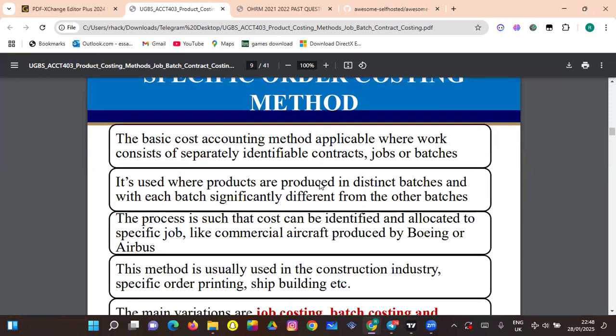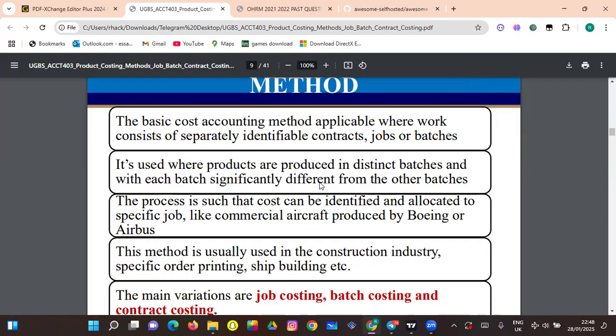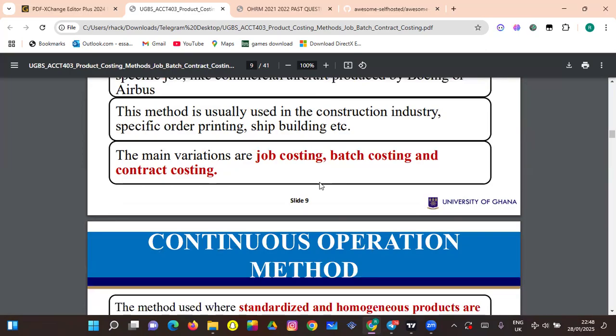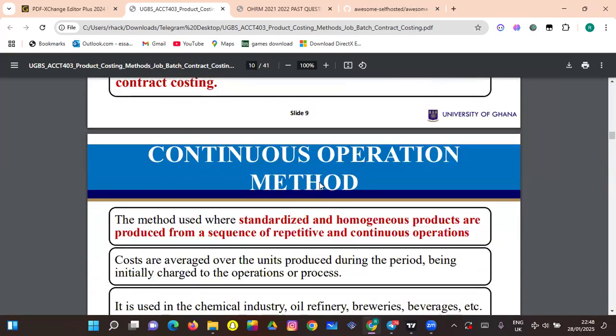So it is used where products are produced in distinct batches, with each batch significantly different from the other batches. This method is usually used in the construction industry, specific order printing, and shipbuilding. The main variations are job costing, batch costing, and contract costing.